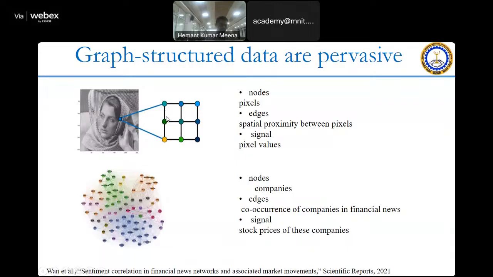Remember, spatial proximity means the pixels which are nearby to each other are more correlated with each other because, see, they are all part of the one figure. What do you mean by the signal? Signal means the pixel value. What is the intensity of that pixel?